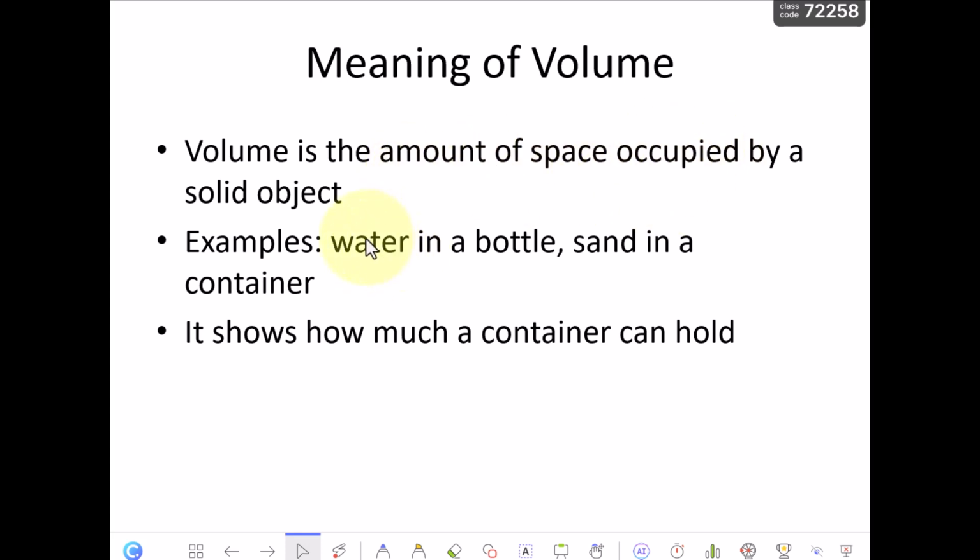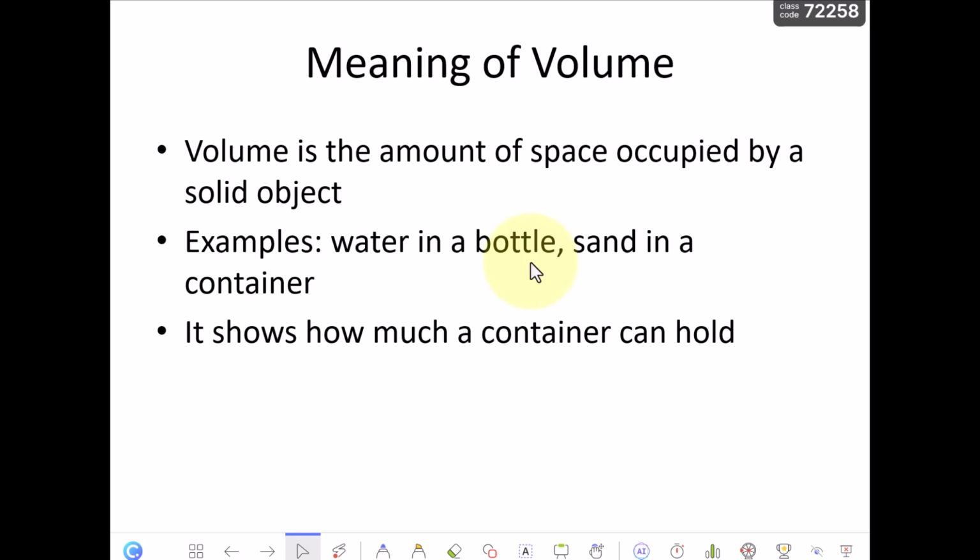And a good example is water, or you can have sand in a container just like that. Water is a common example of volume of a material that we are used to. Take note of this. Then we can see another statement here. It says it shows how much a container can hold. So that is one basic meaning of volume.